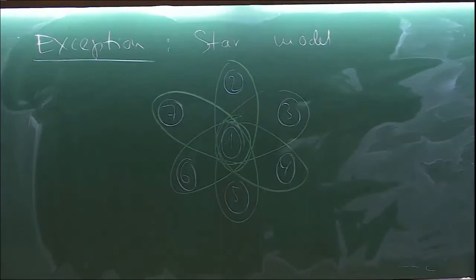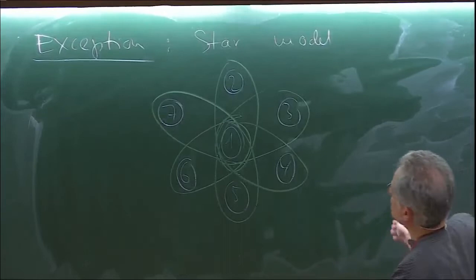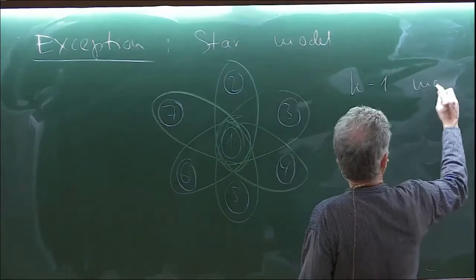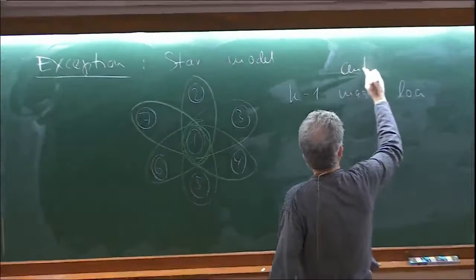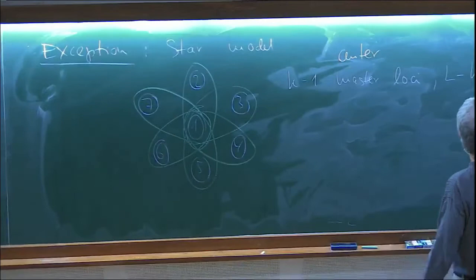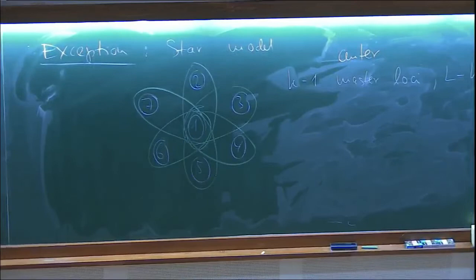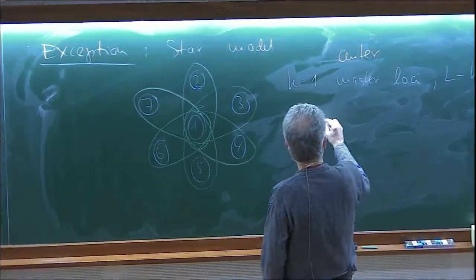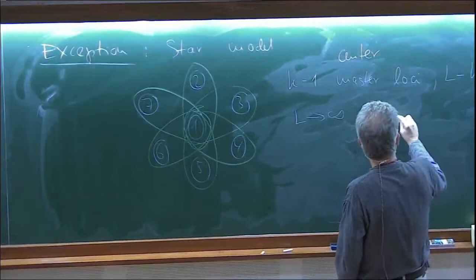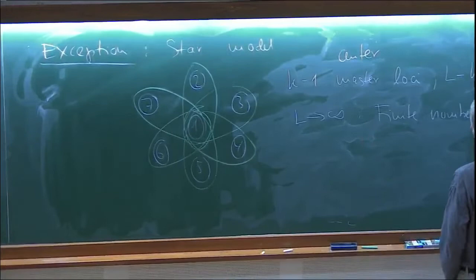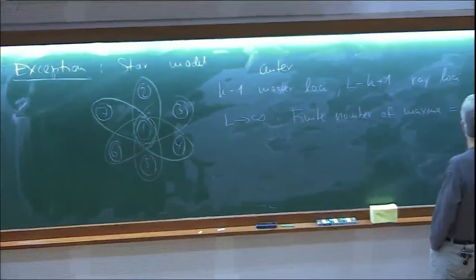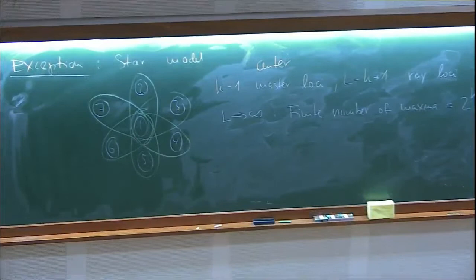In general, this can be defined for any k. So we have k minus 1 master loci, center loci, I guess we call them, and the rest, L minus k plus 1, ray loci. For this model, one can again ask how many local maxima there are, and this is essentially a combinatorial argument that you can also find in this paper. What you find is that for L going to infinity, the number of maxima is constant. We have a finite number of maxima, which is equal to 2 to the k minus 1, I guess.